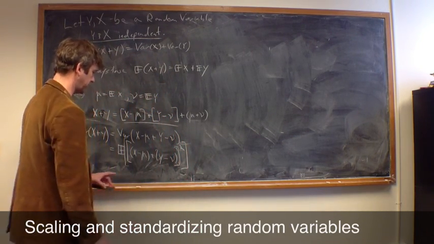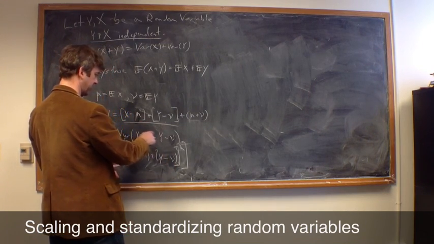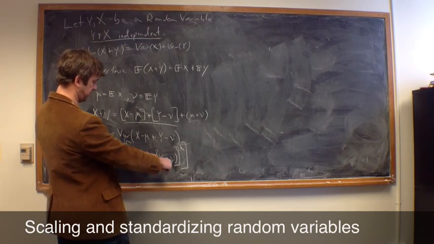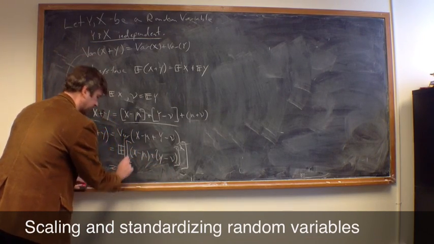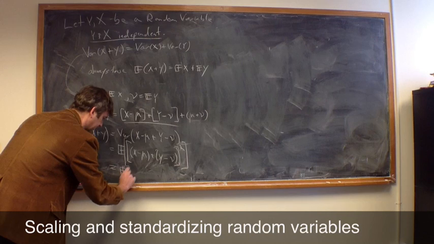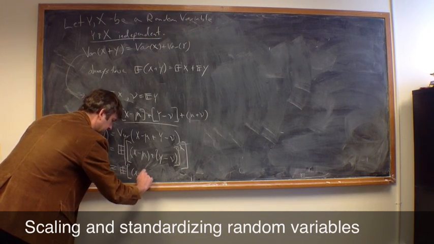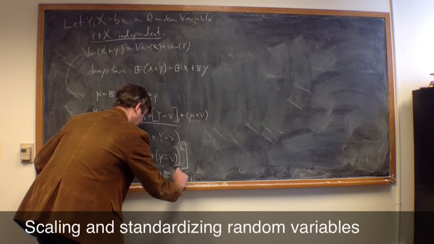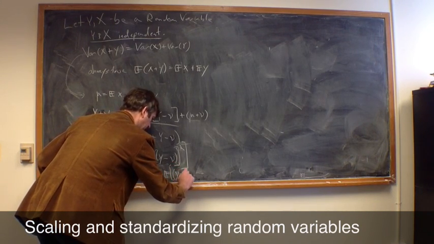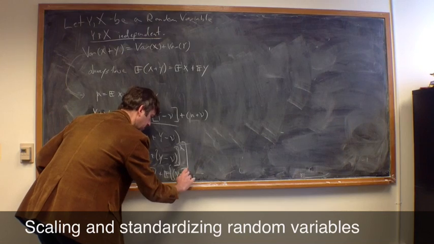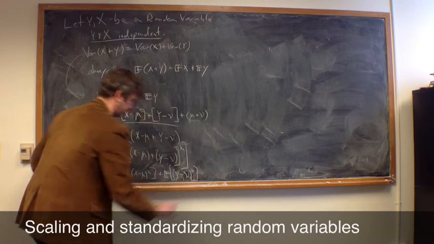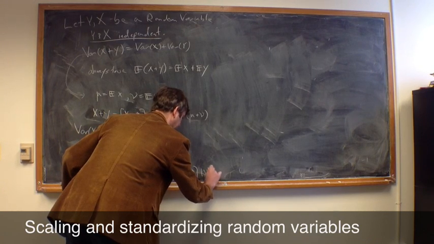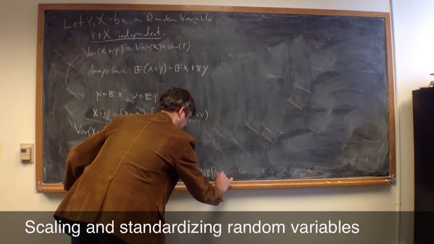And why is that? Normally we would subtract off the mean, but each of these now have mean 0. So I've subtracted off the mean before I squared it, but the mean of this term and the mean of that term are both 0. So now if I just multiply this out, I end up with the expected value of (x minus mu) squared plus the expected value of (y minus nu) squared, and then I'm left with the cross term, 2 times the expectation of (x minus mu)(y minus nu).